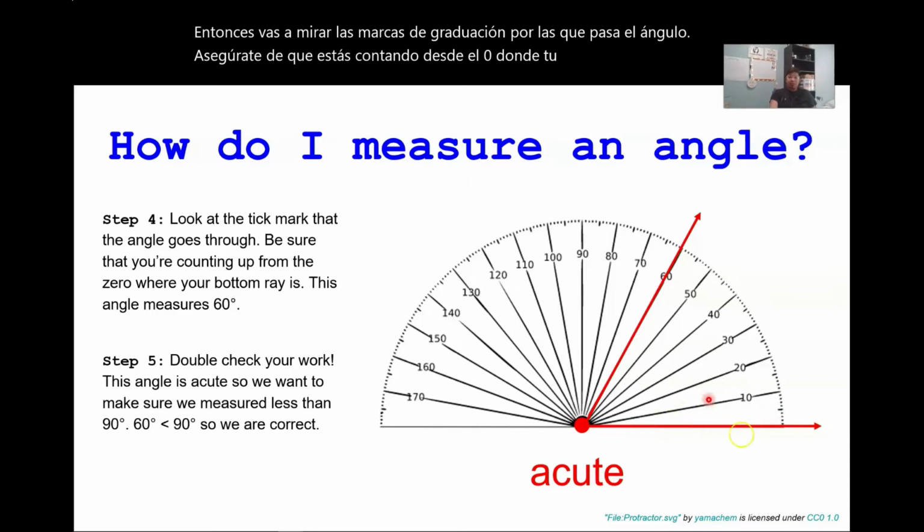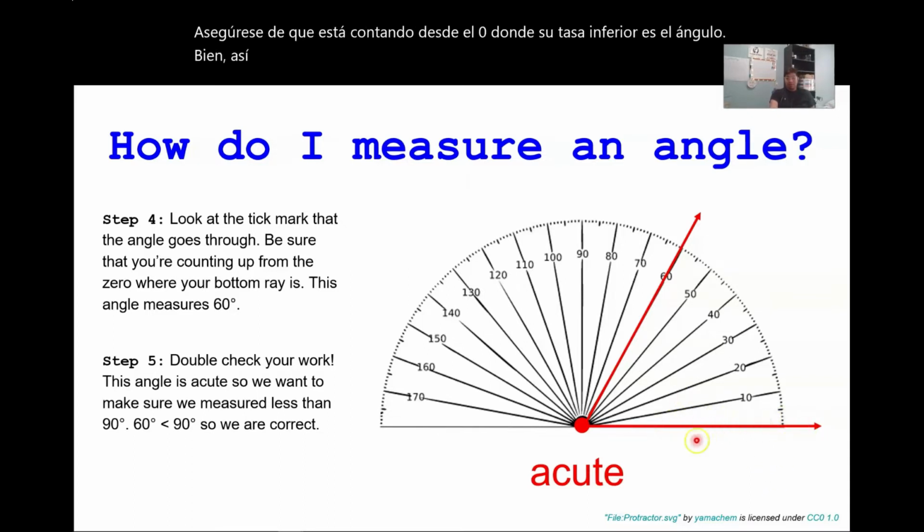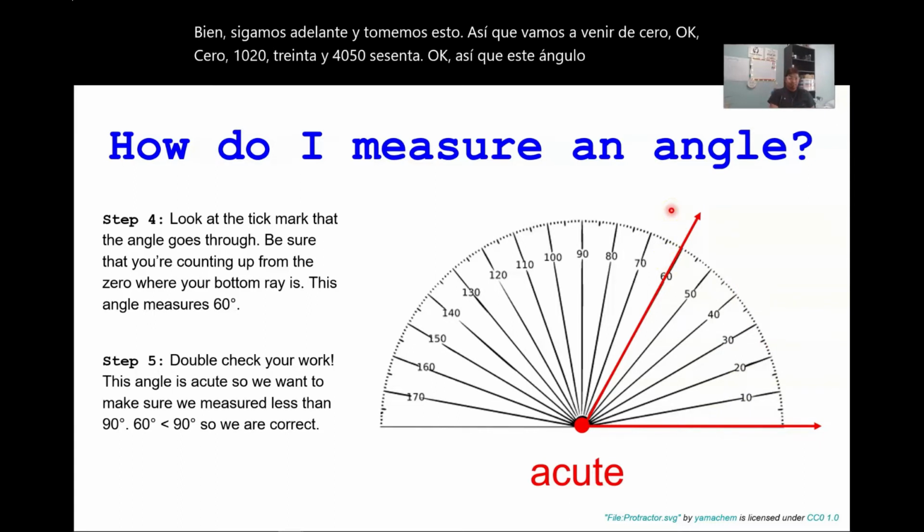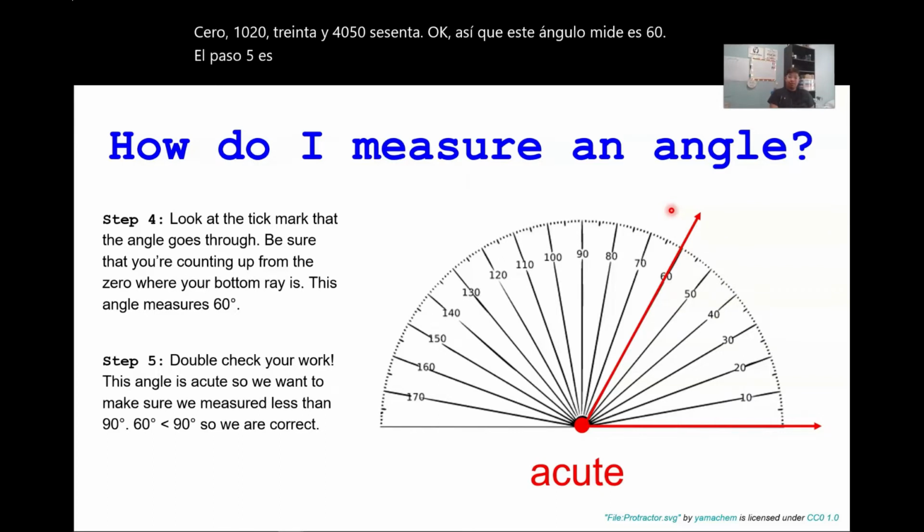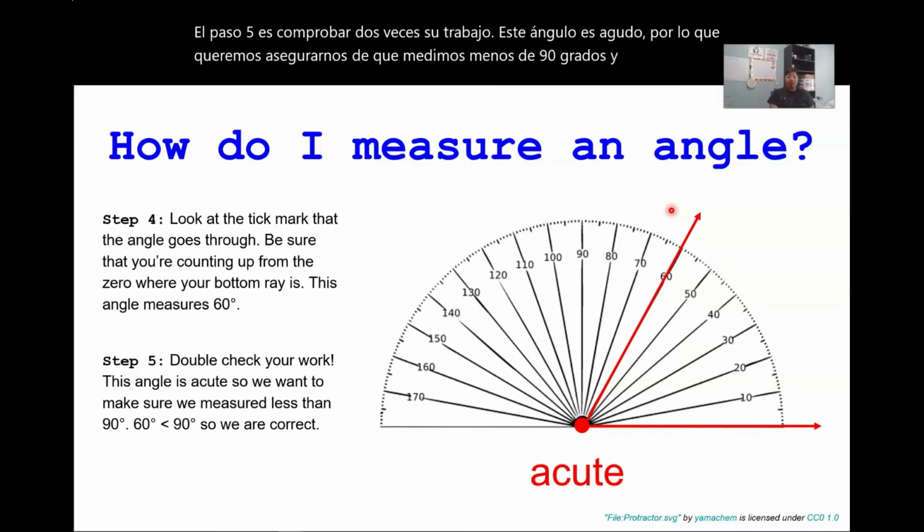Okay, so let's go ahead and look at this. So we're going to count from 0. Okay, 0, 10, 20, 30, 40, 50, 60. Okay, so this angle measures 60. Step 5 is to double check your work. This angle is acute, so we want to make sure that we measure less than 90 degrees. And 60 is less than 90, so we did it correctly.